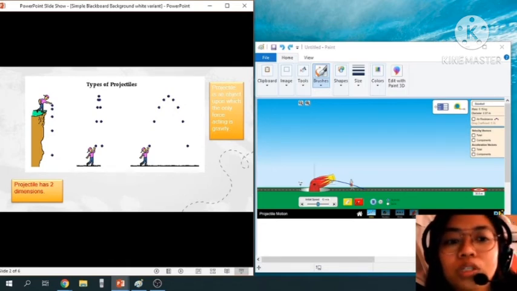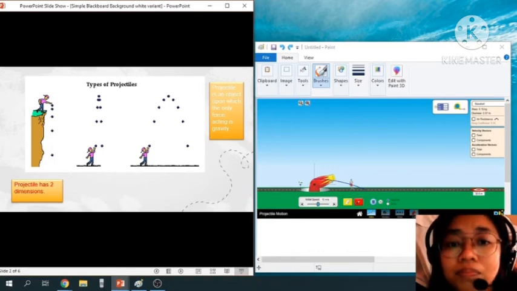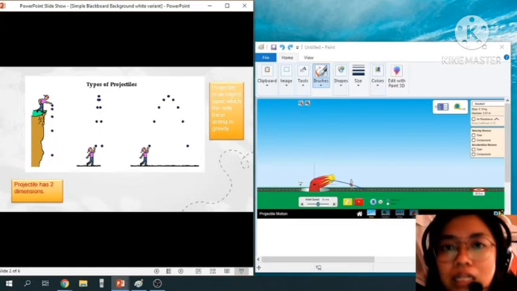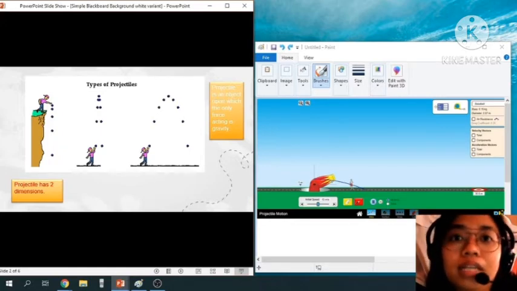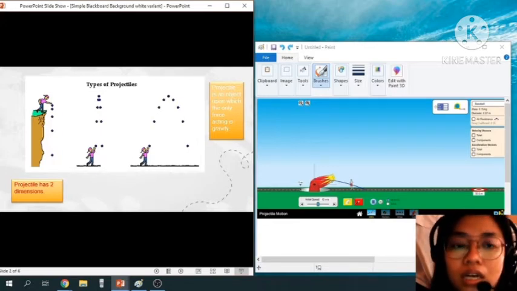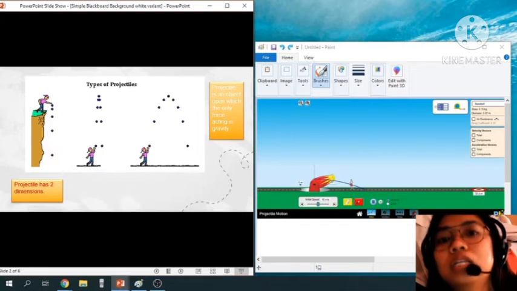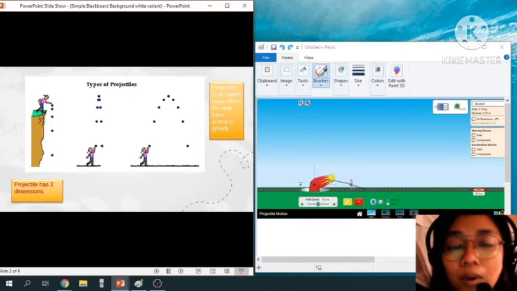We should always remember that these two dimensions are independent. Again, independent, so they do not affect each other. If you are going to find the horizontal, you should find the x. If you are going to find the vertical, you should find the y. It can be vertical velocity or horizontal velocity, vertical distance or horizontal distance. Later, you will see how they are independent.